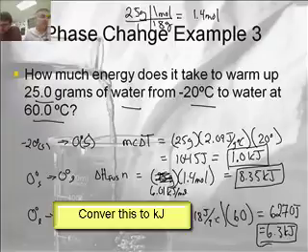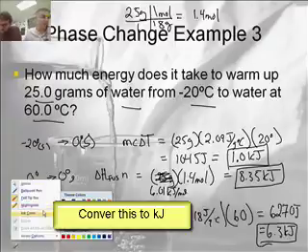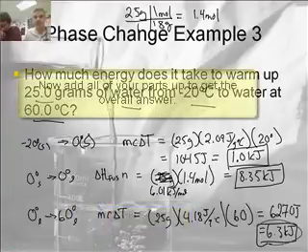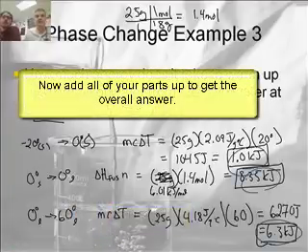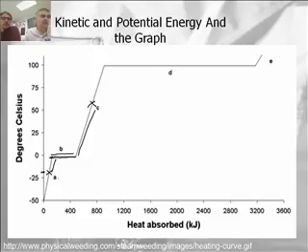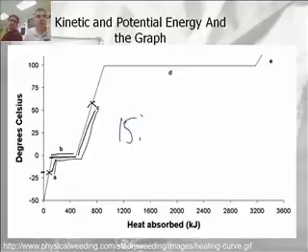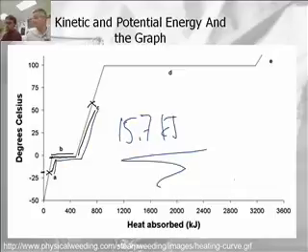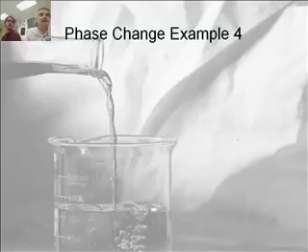Now I need to add my kilojoule numbers up, these three numbers here. And what do you get? 15.7. So the answer is the sum of them, 15.7 kilojoules. So that means to take 25 grams of water from here to here to here, it takes 15.7 kilojoules. I think we're good on that.